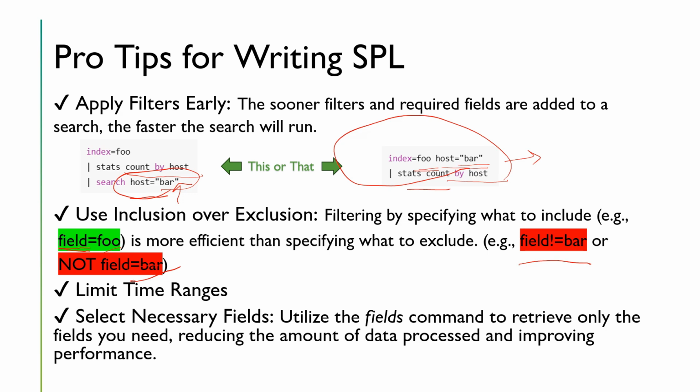The fourth one is select necessary fields. Whatever fields you need, if you know that you just need these selected fields from the data, it's always better to use the fields command and pick only the relevant fields required for further processing. That way it doesn't pull the unnecessary fields that are not relevant for your Splunk query. So these are some major points that you should take care of while working on SPLs.